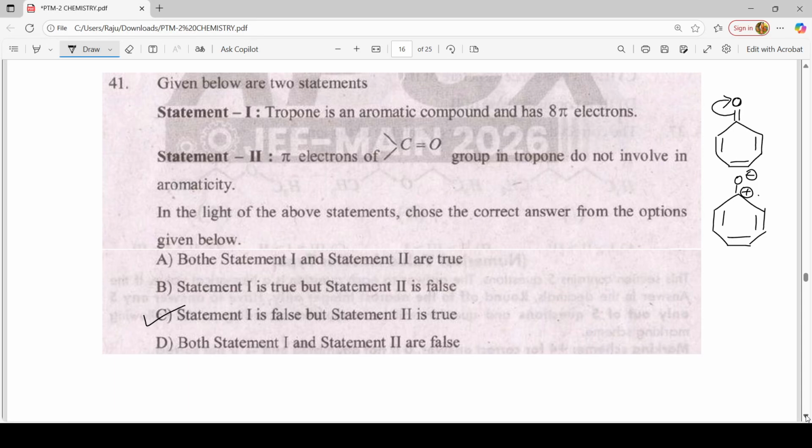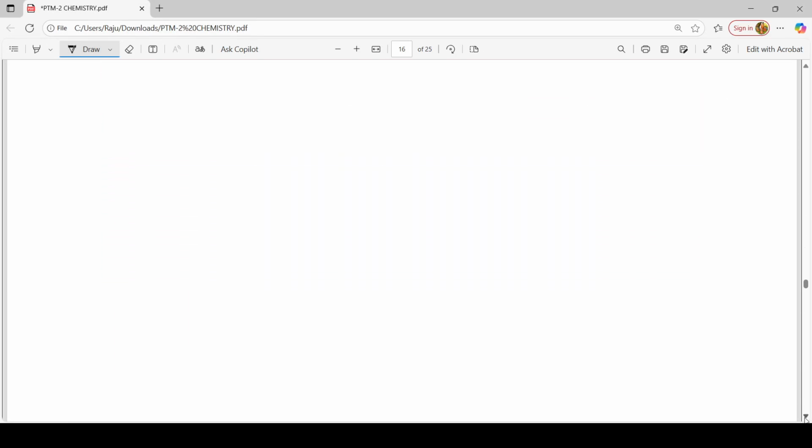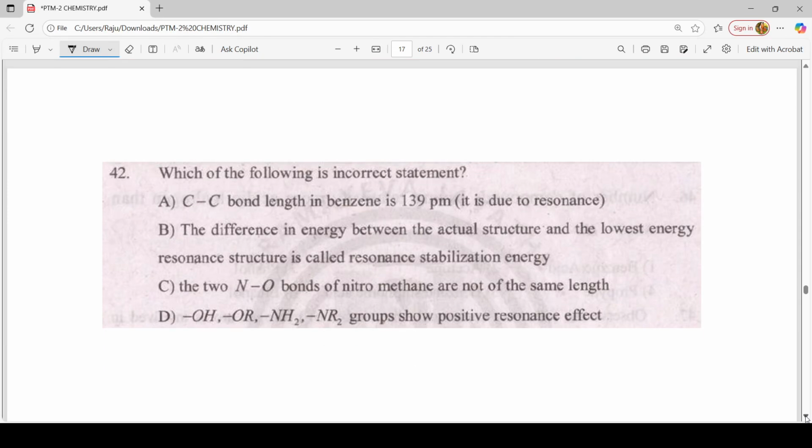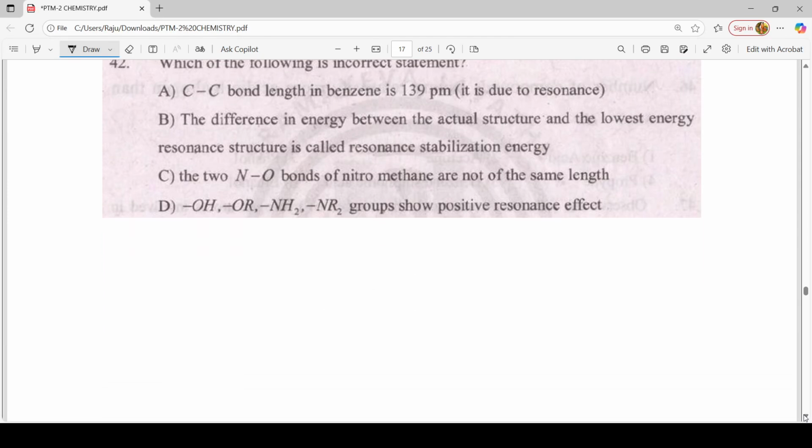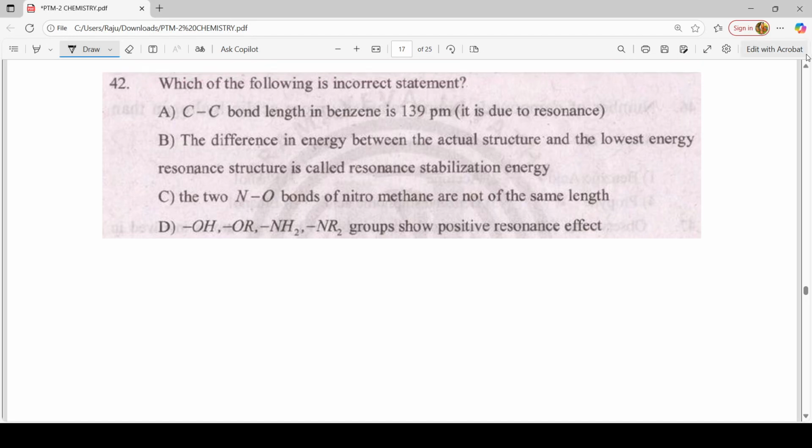Next question. 42 question. Which of the following is the incorrect statement? The carbon-carbon bond length in benzene is 139 picometers due to the resonance. Yes, because of the resonance, the bond length is intermediate between the carbon-carbon single bond and carbon-carbon double bond. Next, the difference in the energy between the actual structure and the lowest energy resonance structure is called resonance stabilization energy. This statement is also correct.